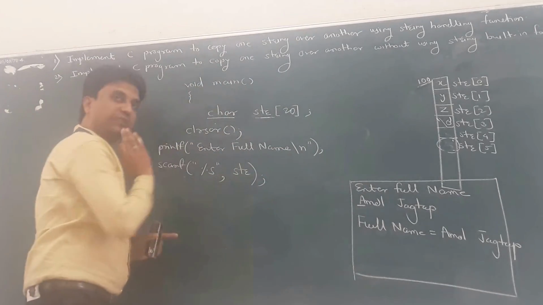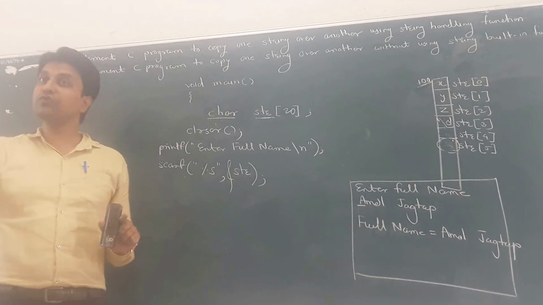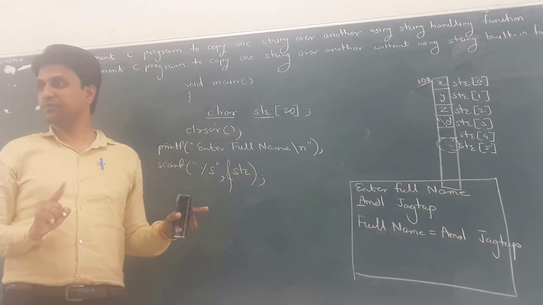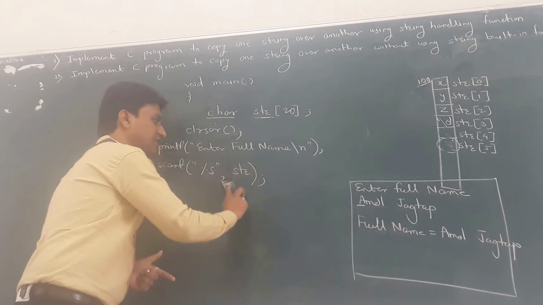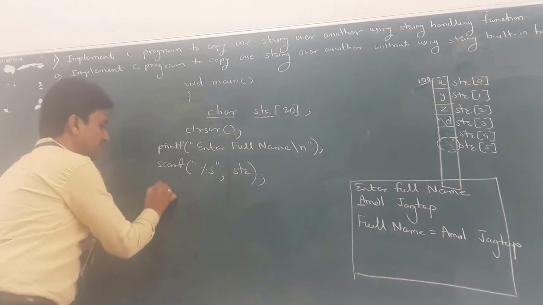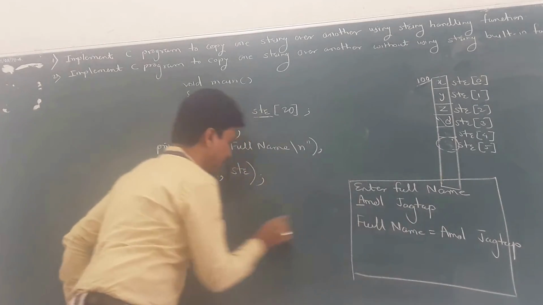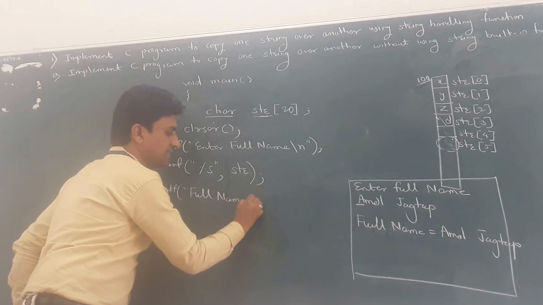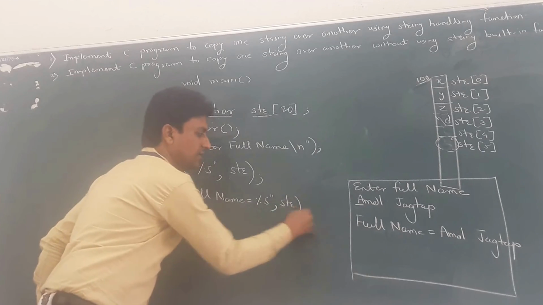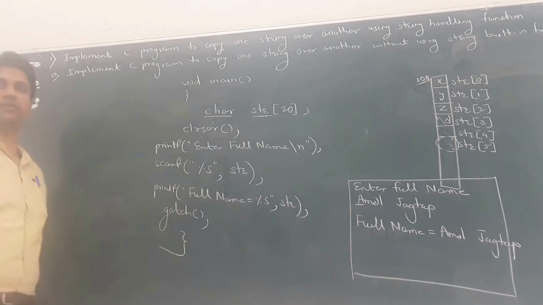So no need to write an ampersand. If you write an ampersand, it is wrong. But if you want to use an ampersand, use &str[0]. So the simple way, just write str. No need to write an ampersand. Next is printf. What is the message? Full name is equal to %s, comma, str. Then getch and the main function is completed.